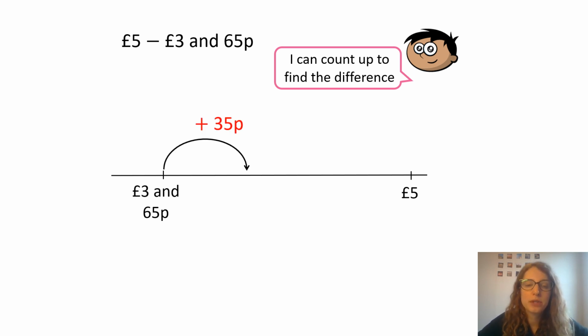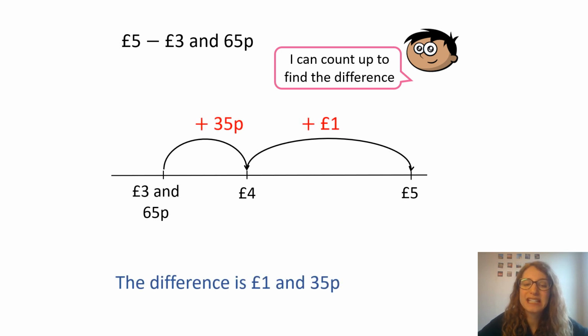Okay, so I'm going to jump 35p to start with, so it takes me to £4. Okay, and then £4 to £5. I'm going to do one big jump of £1, so it gives me £1.35. So the difference is £1.35. Okay, so still using a number line, going the opposite way. If you find addition a little bit easier, you can use it to help you.